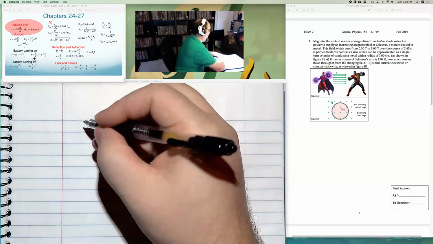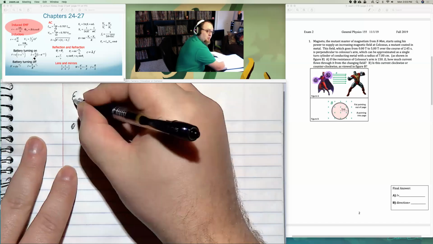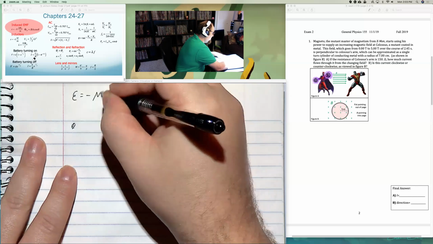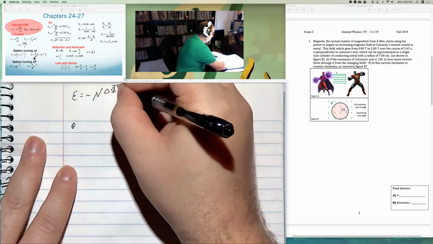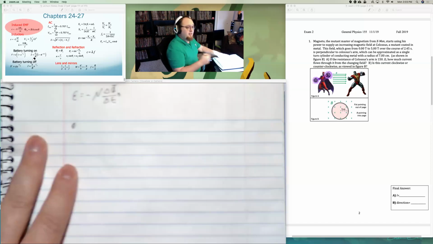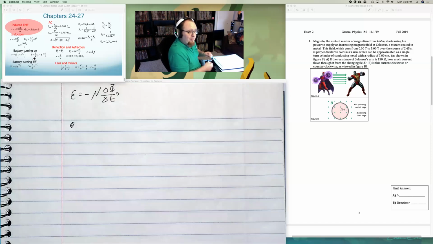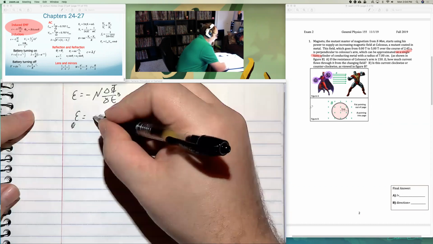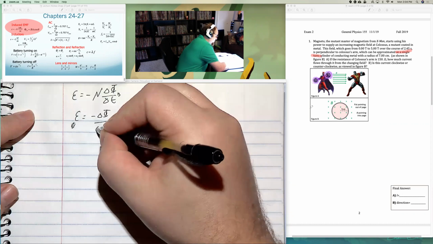Anytime you have a changing magnetic field, you have, let's go up here, an induced EMF, where the induced EMF is negative N change in flux over change in time. Well, N is the number of turns. So if it's a coil of wire, how many? Now, it says it can be approximated as a single-turn cylinder of conducting metal. I wrote that right here. A single turn means N equals 1. So that means the induced EMF will be negative change in flux over change in time.